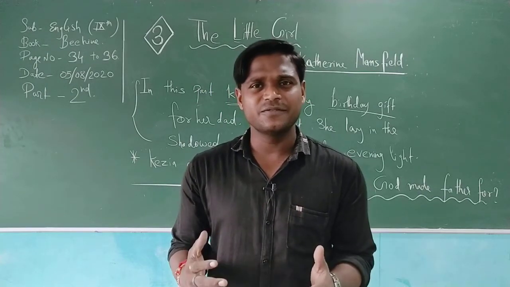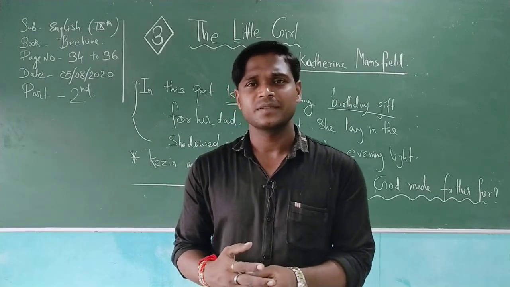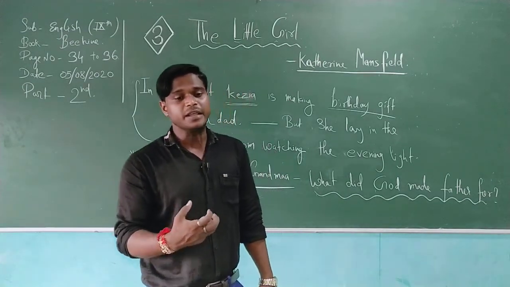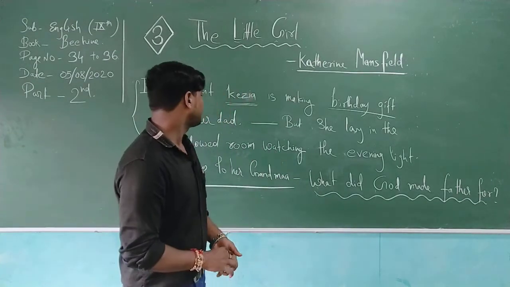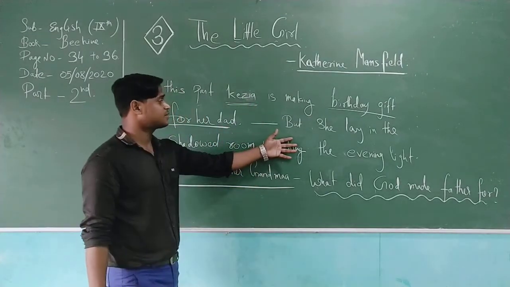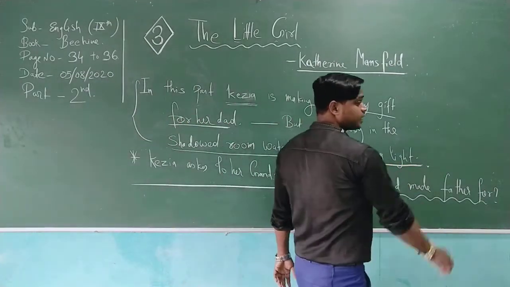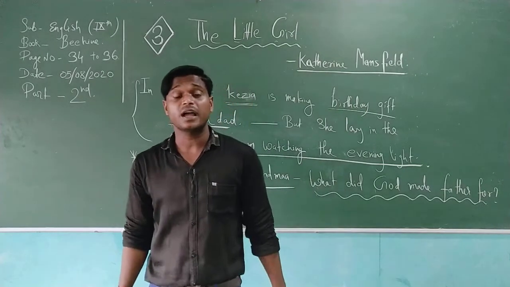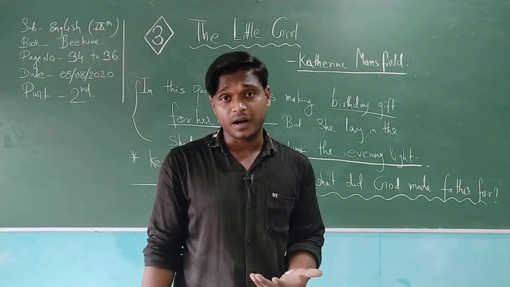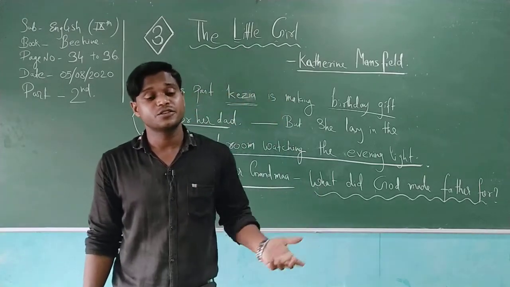You can imagine the fear if you tear some important documents of your dad. It's very risky. So, crying too much to explain, she lay in the shadowed room, as I have written here. See, Kesa was making the birthday gift, but she is laying in the shadowed room, watching the evening light. And now she was thinking, okay, what will I do now? Will I be beaten by Dad? Will he throw me out of the house? What will he do? So she just stays in the shadowed room.